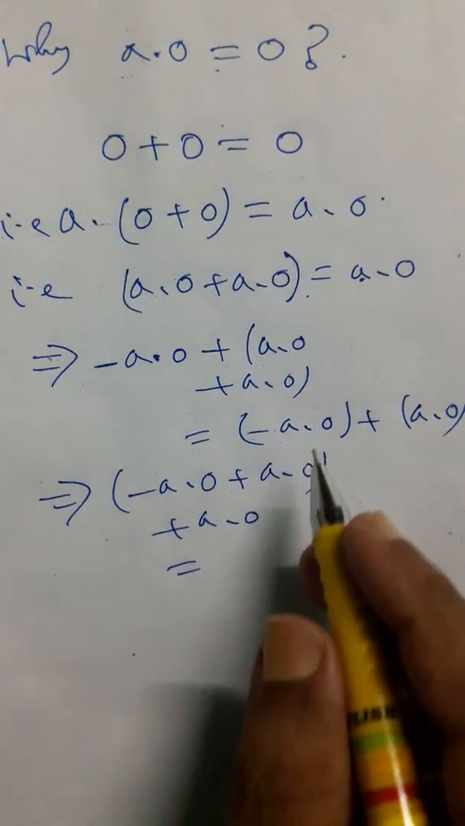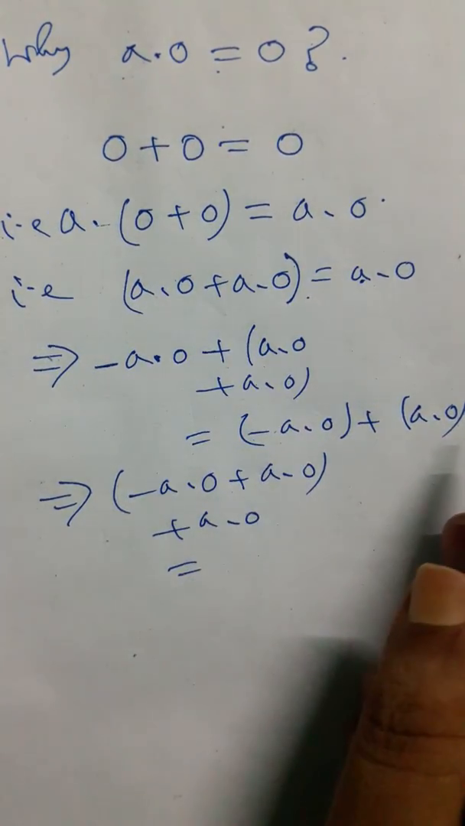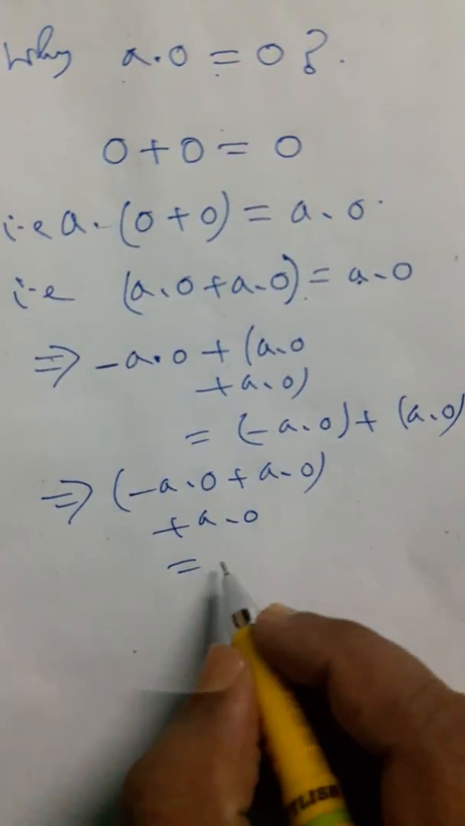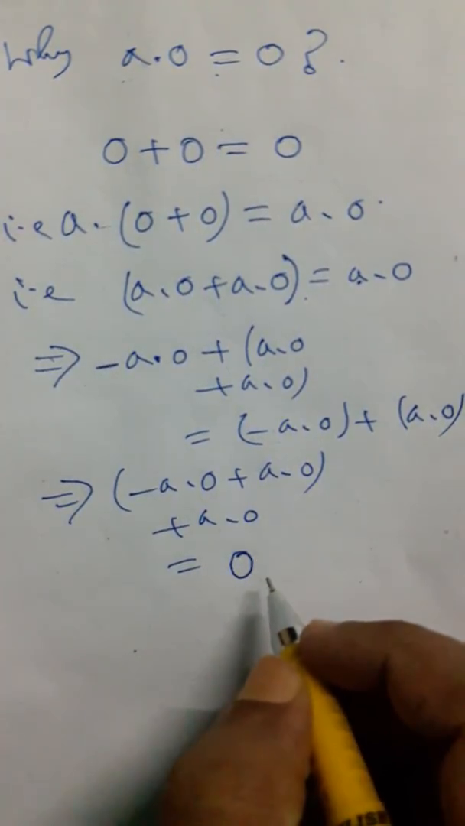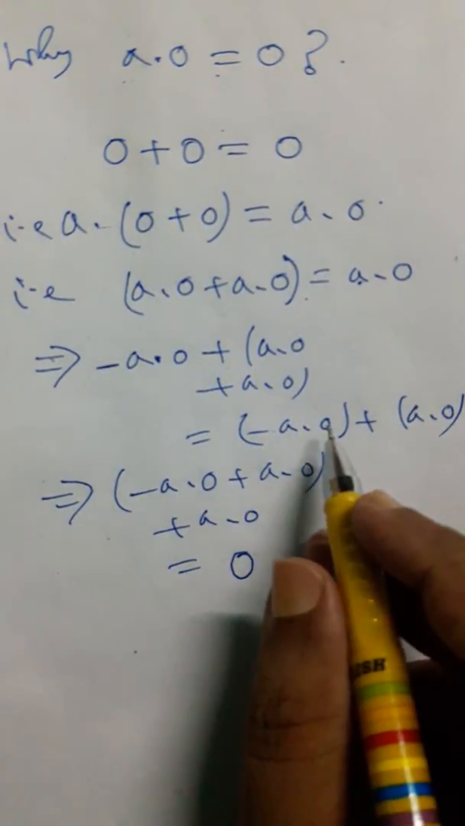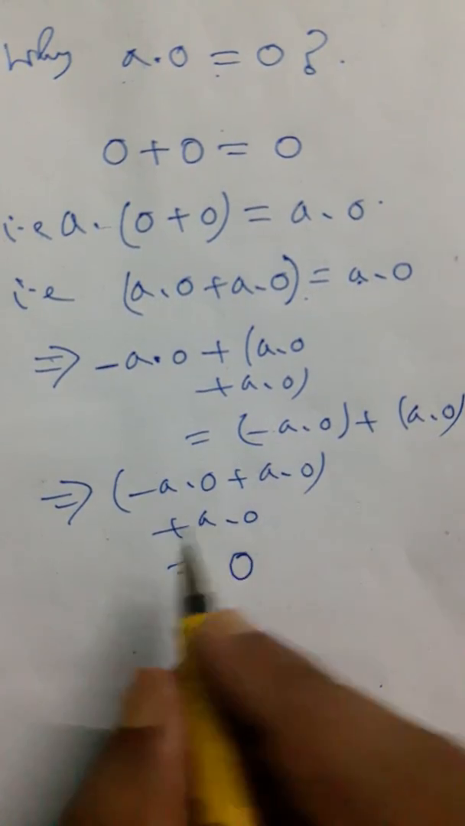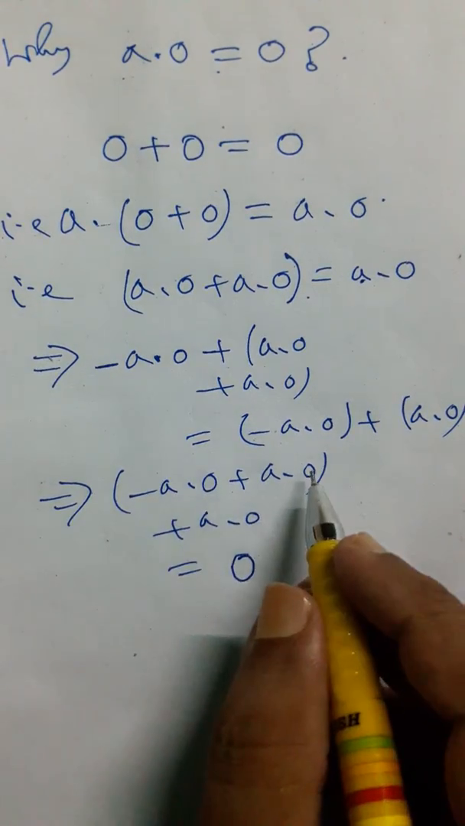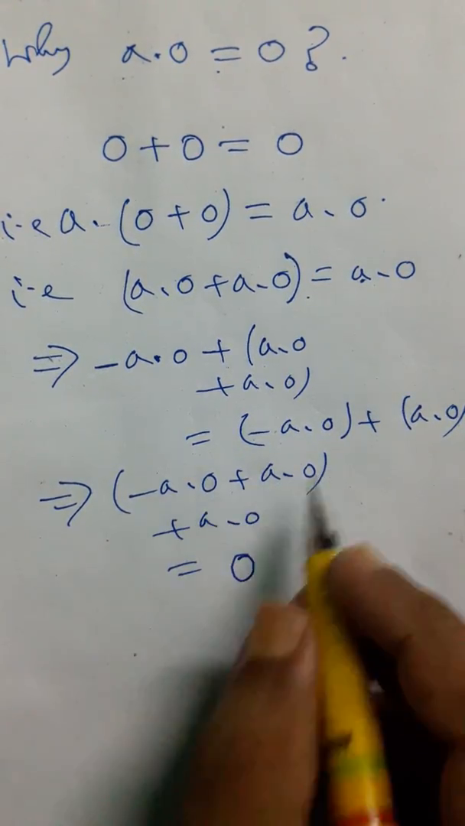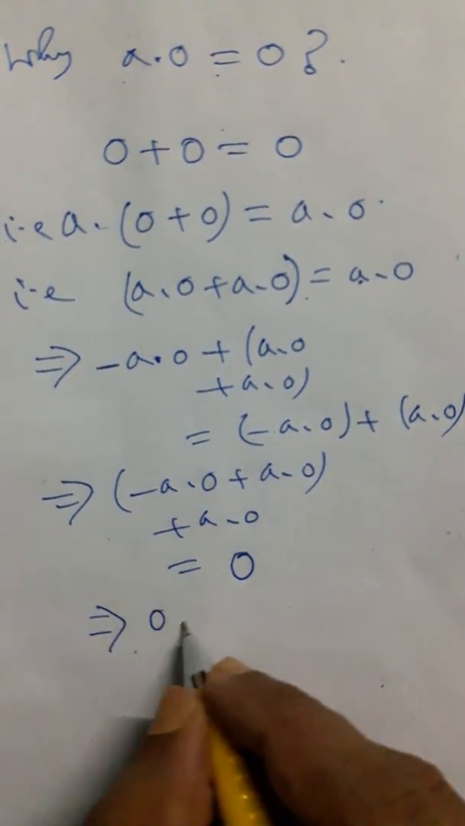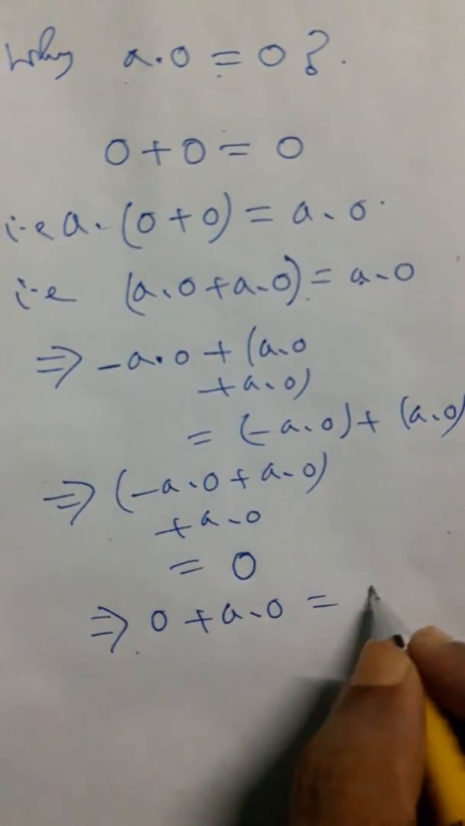But here these two elements are inverse to each other, so by the additive inverse they give 0. This is because this is the additive inverse with respect to plus, not multiplicative. Here also you observe that it's the additive inverse element, so it will also be 0. 0 plus a into 0 is a into 0.